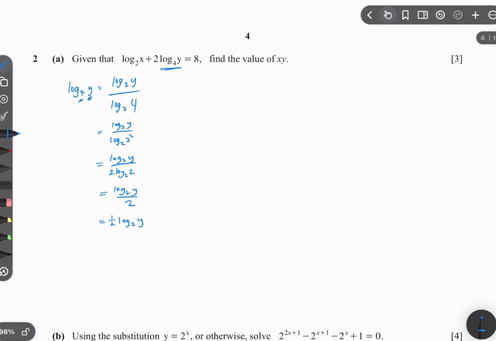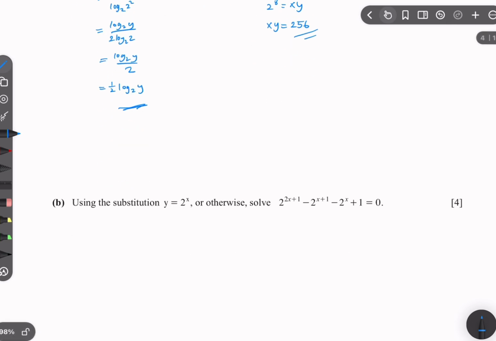And now we put this back into the equation. 2 times half log 2y, so it would just be log 2y equal to 8. And then we make the left side of the expression only have one term, so we can combine this using laws of log. So xy is equal to 256.